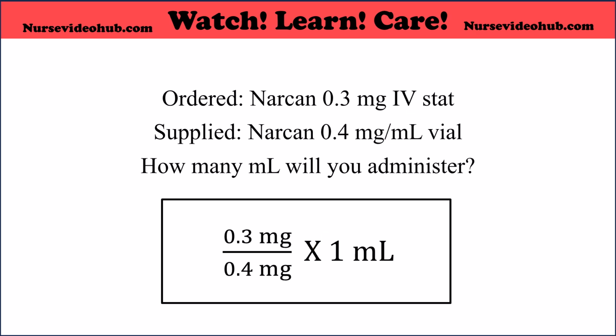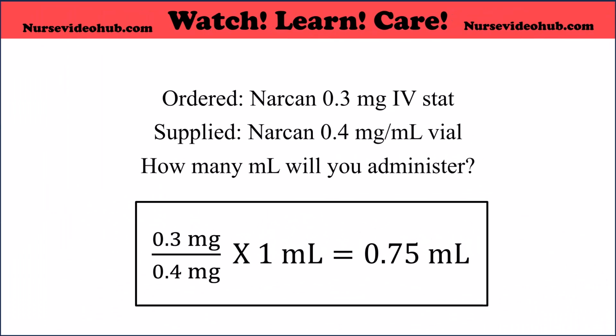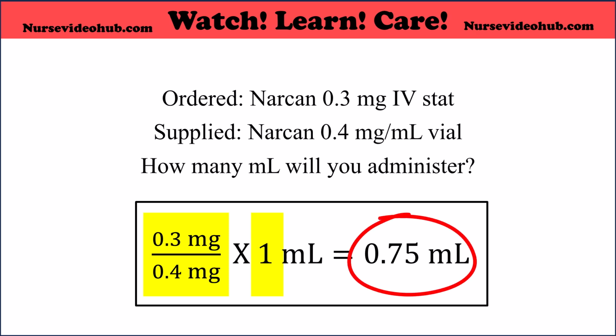Now, identify the dose you have available. That's 0.4 milligrams. Place that number in the formula where it says have. The desired dose, the amount ordered, is 0.3 milligrams. Place that value in the top part of the formula. Now solve. 0.3 divided by 0.4 equals 0.75. Multiply by the quantity, 0.75 times 1 equals 0.75 milliliters. You would administer 0.75 milliliters of Narcan.